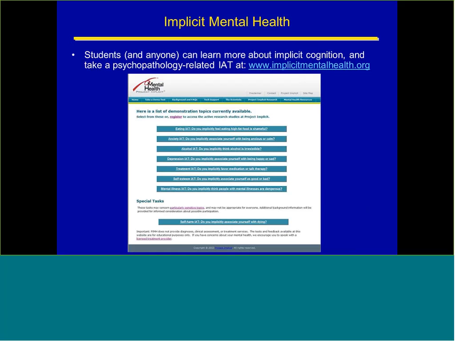But there are also IATs related to eating disorders, anxiety, alcohol, depression, treatment, self-esteem, mental illness. Do you tend to think people with mental illness are dangerous? What are your implicit cognitions? Students can take these tests, you can take these tests, and get immediate feedback if you want it about your implicit cognitions, with all sorts of disclaimers and warnings and appropriate referrals to those who may be at risk. But this is open to the public. Anyone with a computer can go and use it. So a nice demonstration website for class if you are so inclined.